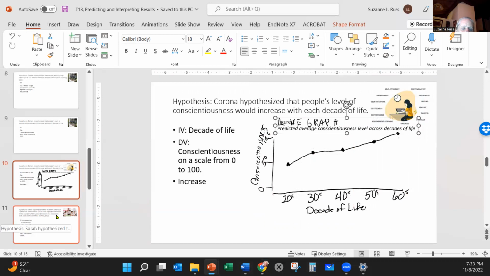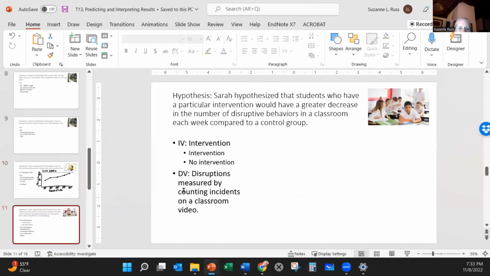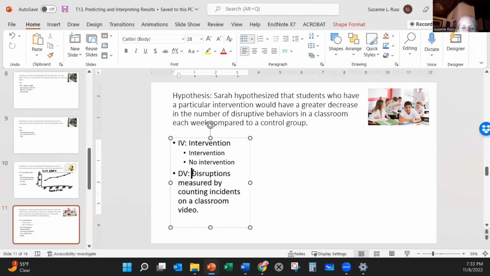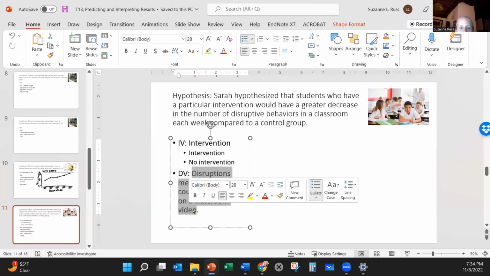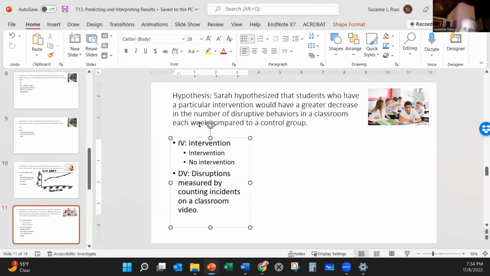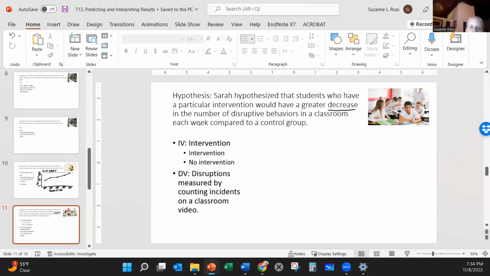Now, let's take a look at a second hypothesis that will be a little bit more complex. So Sarah hypothesized that students who have a particular intervention would have a greater decrease in the number of disruptive behaviors in a classroom each week compared to a control group. And so we have for our IV whether they've had an intervention or no intervention, and we're measuring disruptions by counting incidents on a classroom video. And it says here that we're looking for our people with the intervention to have a greater decrease. So we're looking for a decrease in condition A.